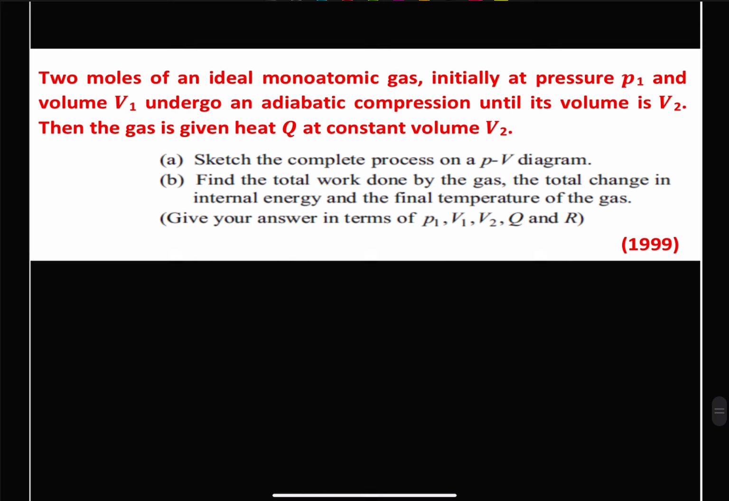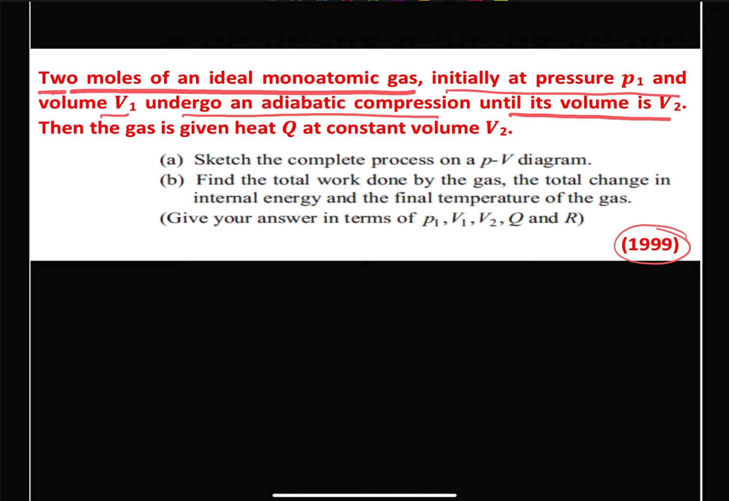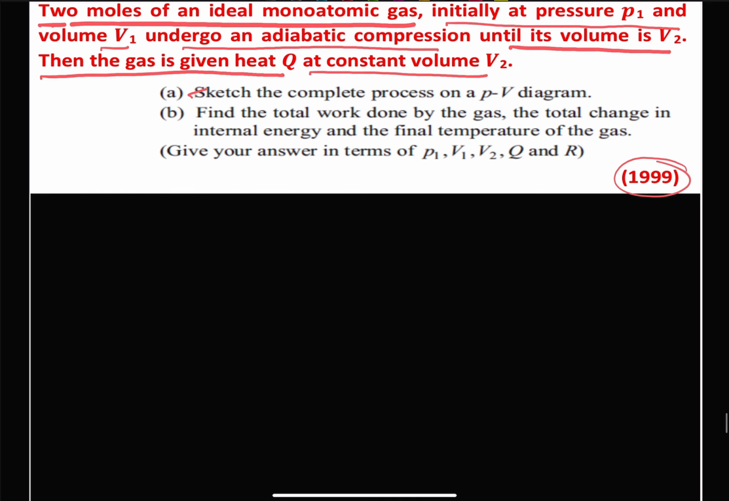Next question. It was asked in the year 1999. It states that 2 moles of ideal monoatomic gas, initially at pressure P1 and volume V1, undergo an adiabatic compression until its volume is V2. Then the gas is given heat Q at constant volume V2. Part A is to sketch the PV diagram. So let's draw the PV diagram.